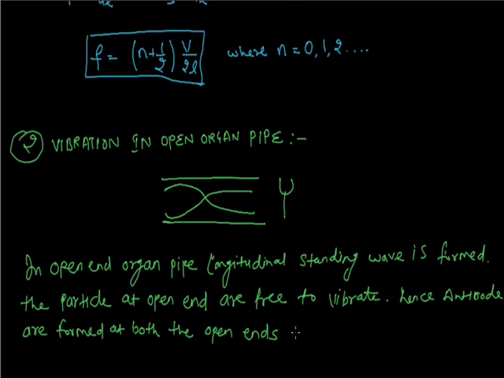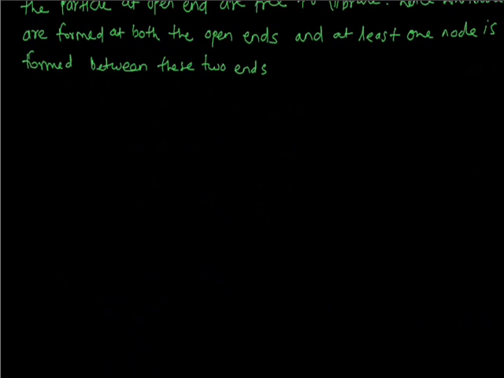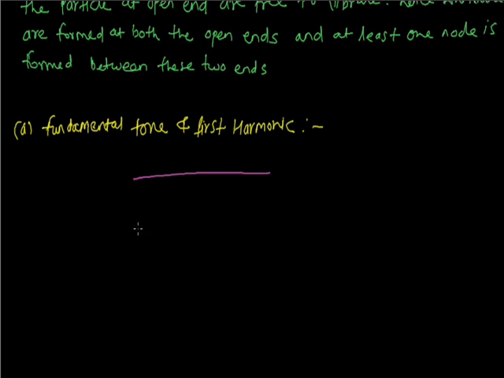And at least one node is formed between these two. That means in an open organ pipe it is an antinode. This is also an antinode because here particles are free to move. We will discuss the first tone, or fundamental tone, and first harmonic, that is, the open organ pipe.